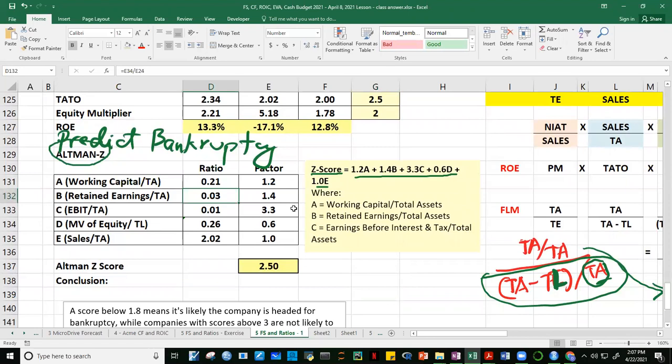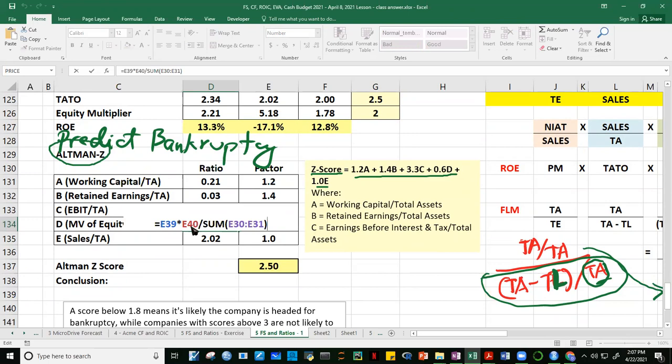Then this one, retained earnings over total assets. And then this one is EBIT divided by total assets. This is the market value of the equity divided by the total liabilities. So that is the number of shares times the price of the stock. Okay, so that's the market value. And divided by total liabilities, we know that. And then sales over total assets. Okay.